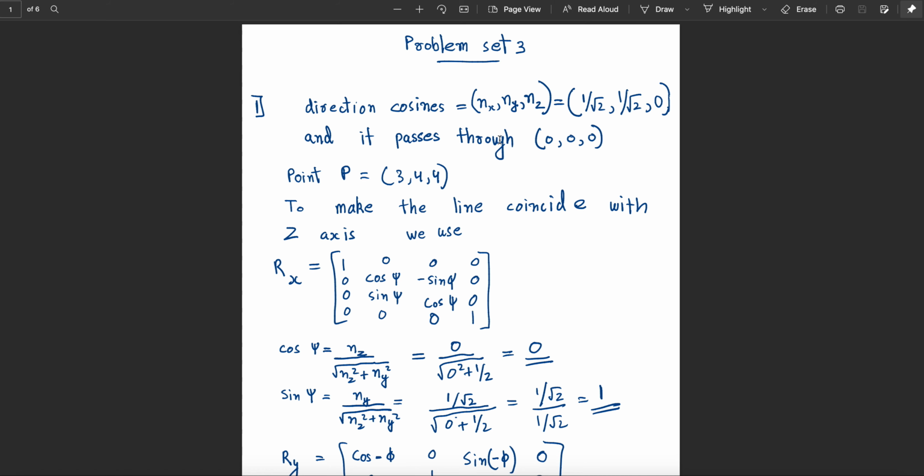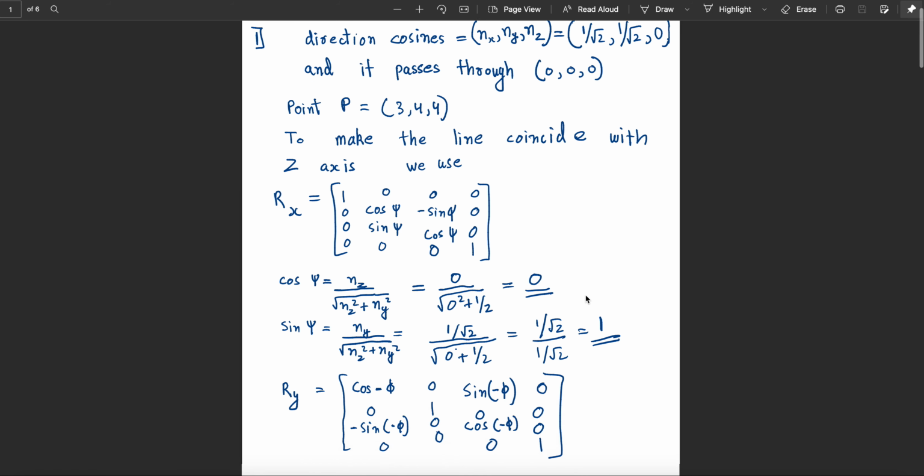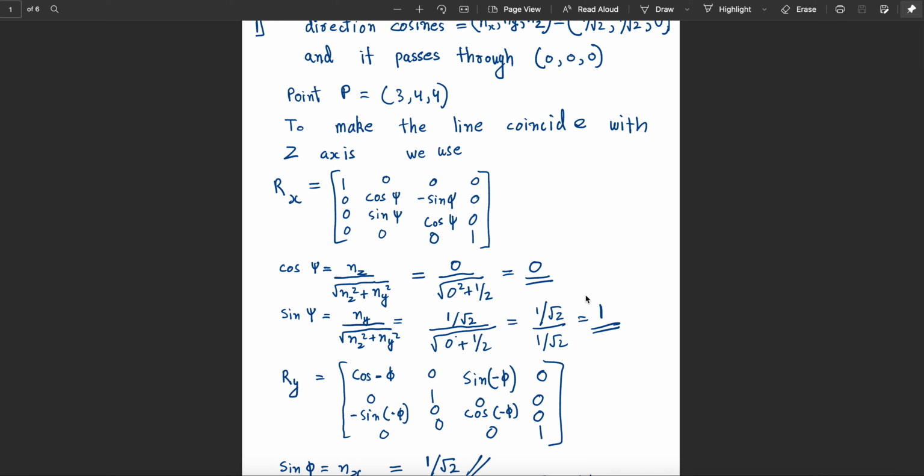So to solve it, the given direction cosines nx, ny, nz of the line is 1 by root 2, 1 by root 2, 0, and it passes through the origin, which is 0, 0, 0, and the point which we have to rotate is 3, 4, 4. So the first thing to do is to make the line coincide with one of the axes.